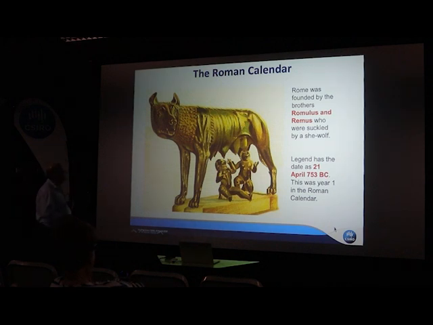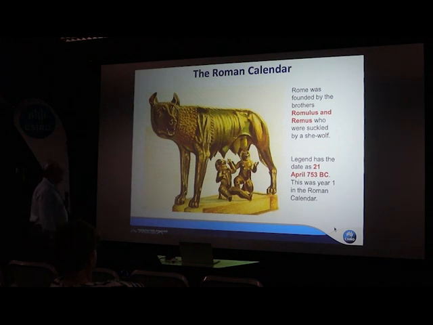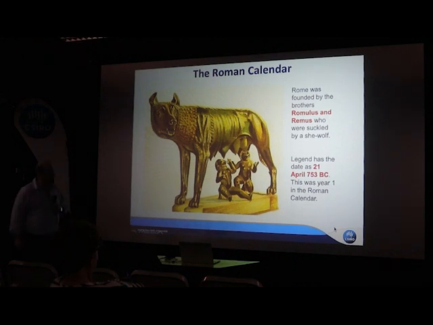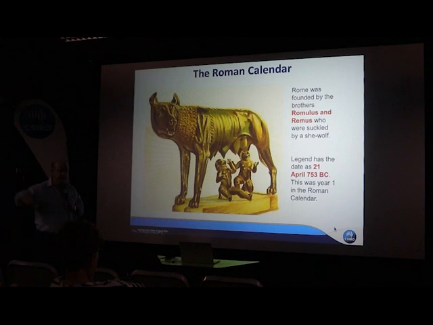Jump forward a bit and we come to the Roman calendar. Rome was founded by the brothers Romulus and Remus, who were, according to legend, suckled by a she-wolf. So this is Romulus and Remus here. So legend has it that they ended up founding the city of Rome, on the 21st of April, 753 BC, according to our calendar. But for the Romans, that was the year 1. That's the year that they marked their calendar from. So all years in the Roman period were measured from that founding of Rome.